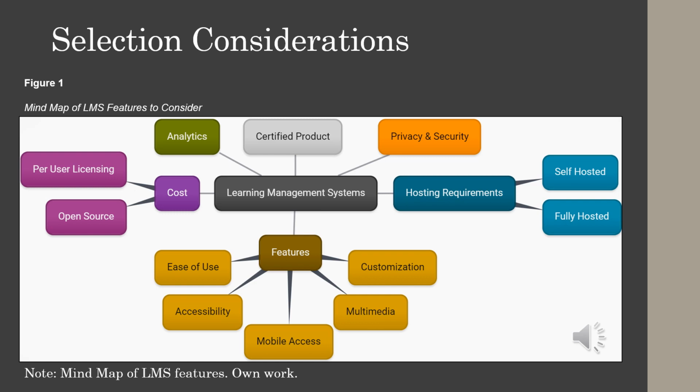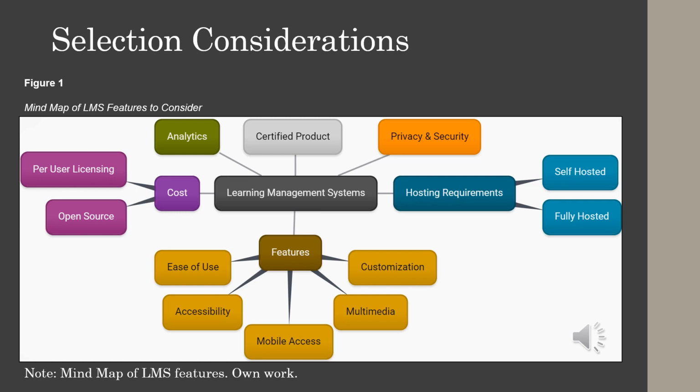The institution also needs to consider what features are important. Is it ease of use, the ability to customize the look and functions of the software, accessibility for diverse learners, or mobile accessibility? Are performance and learning analytics and reporting a requirement for the institution? These should all be taken into consideration.